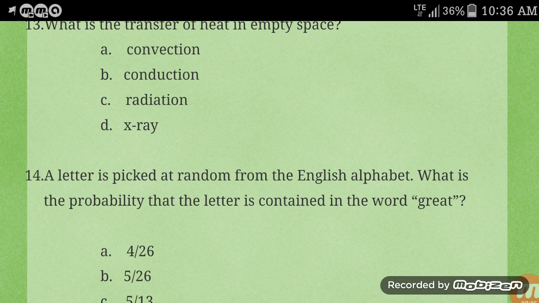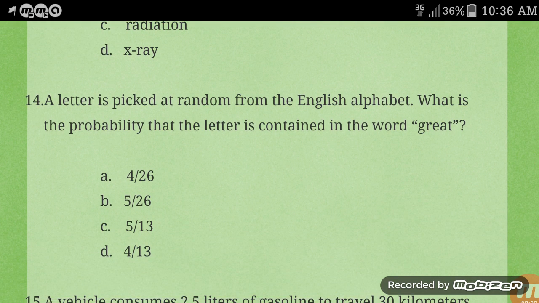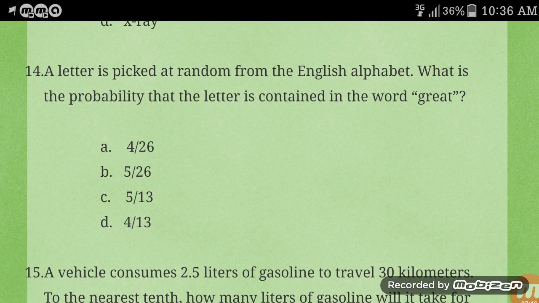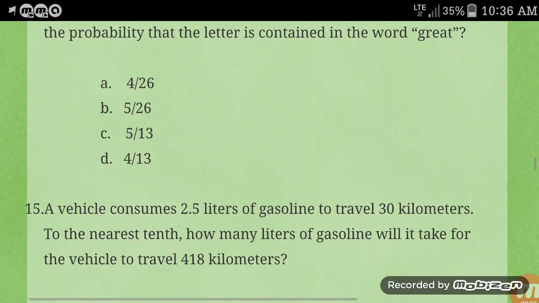Next one, a letter is picked at random from the English alphabet. What is the probability that the letter is contained in the word great? How many letters are there in great? There are 5. How many letters do we have in the English alphabet? We have 26. So the probability is 5 over 26, because there are 5 letters in great over the total number of letters in the English alphabet, which is 26. So the answer here is 5 over 26, which is letter B.